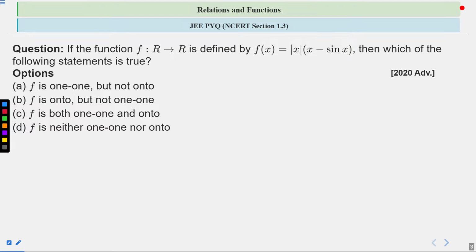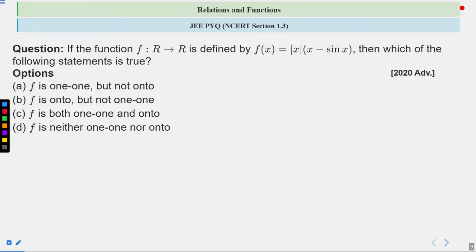So first we need to know what is a one-one function and what is an onto function. We have discussed one-one and onto functions. One-one function says that if we draw the graph of f(x), and if we draw any line parallel to the x-axis, then that line must cut the graph at one point only. Then the function will always be one-one.